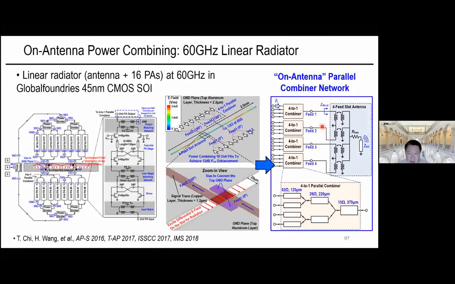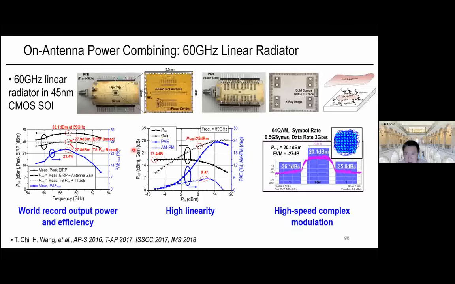So going back to the power combining case, we use this property of on-antenna power combining, and we combine the 16 power amplifiers driving the same 4-feed on-chip slot antenna. Each PA is composed of a 2-stage cascode PA, and then all the 16 power amplifiers are combined together on the same antenna. And the radiator was implemented at 60 gigahertz using GlobalFoundries 45 nanometer CMOS SOI process.